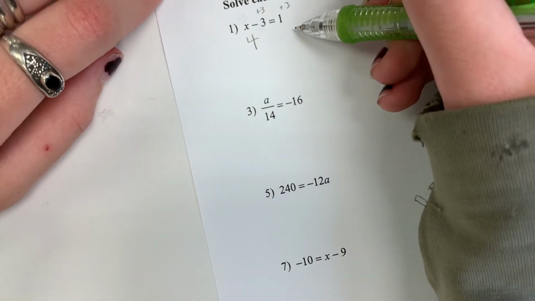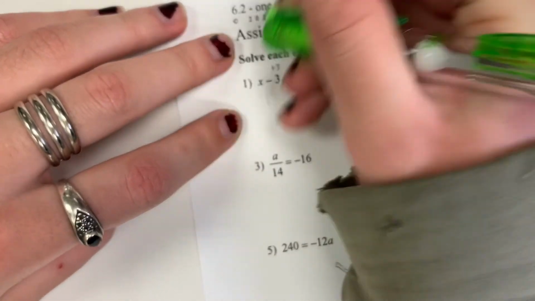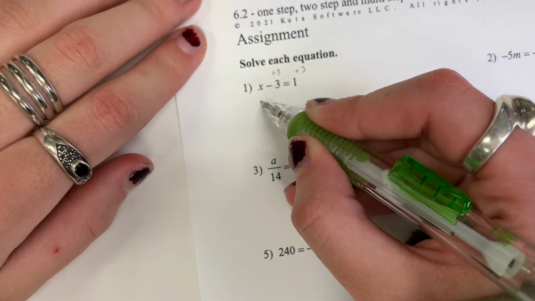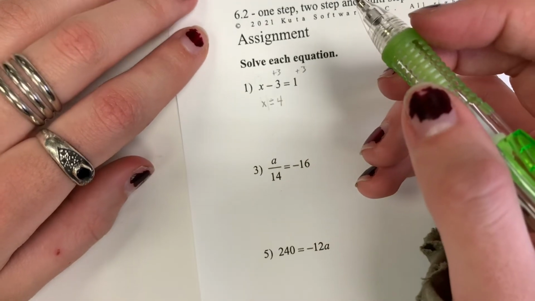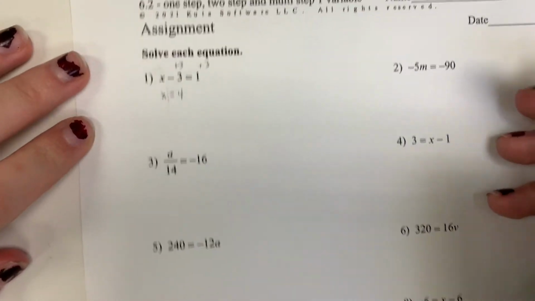So then it becomes, and then I'll erase my original one. And what do you get? x becomes 4. Yeah, that's it. Okay. Let's do number 2.